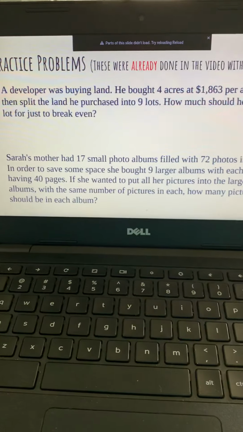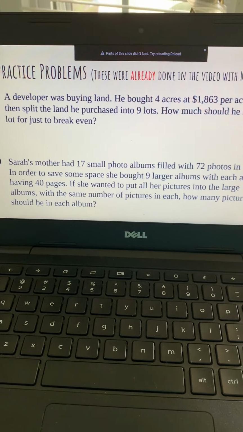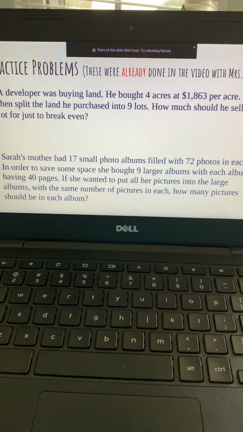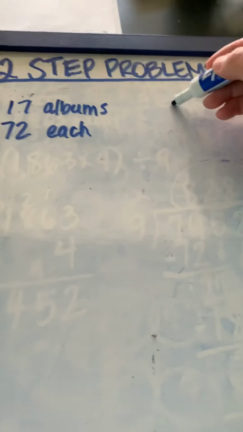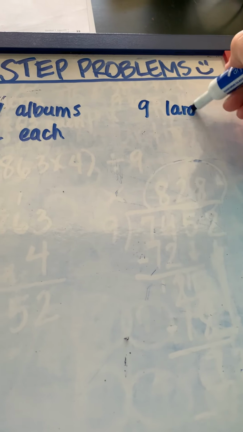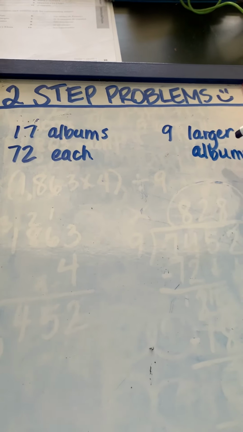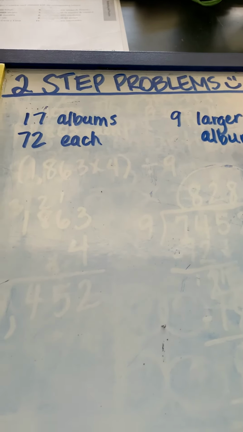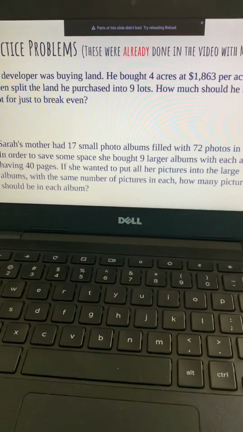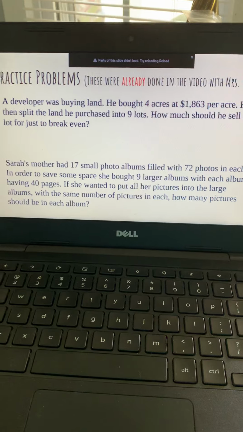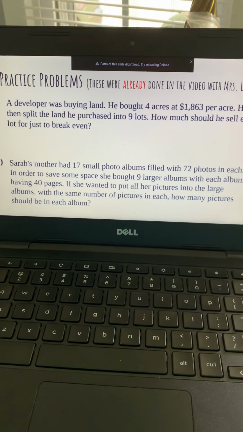Also, going back to the problem, in order to save some space, she bought 9 larger albums. So what you want to do is think about 9 larger albums. So she wants to eventually put them in that. And they say something about each album having 40 pages. Do you need that 40? Actually, you really don't need to know how many pages it is.